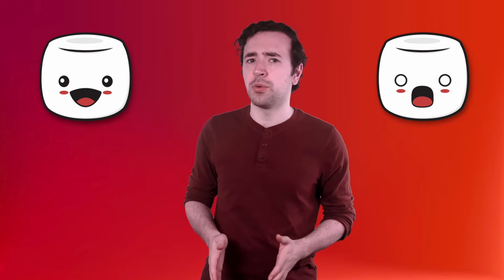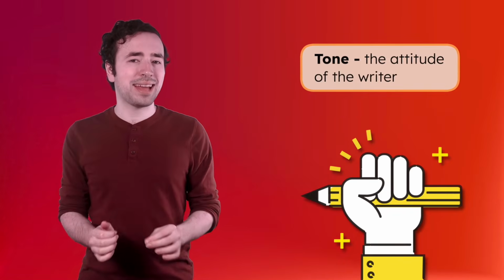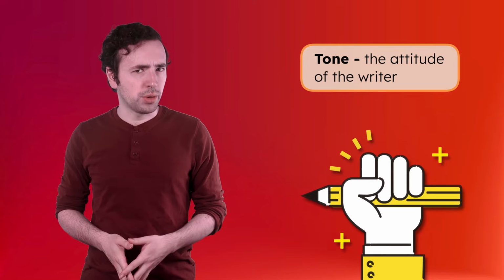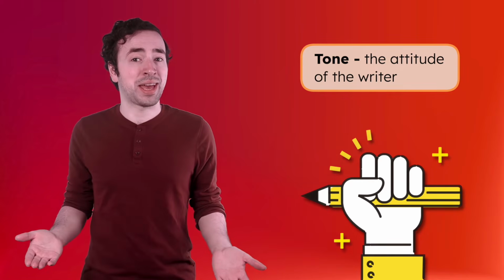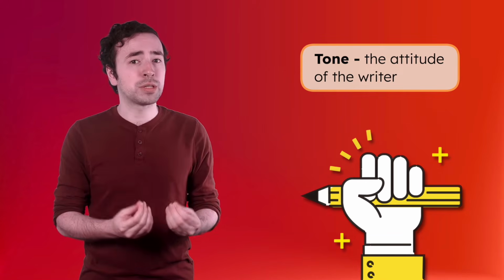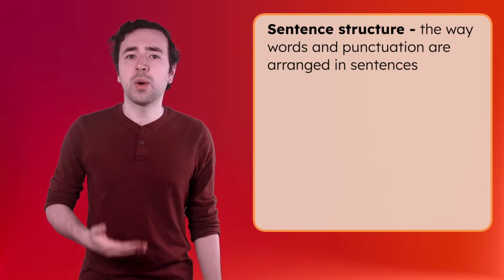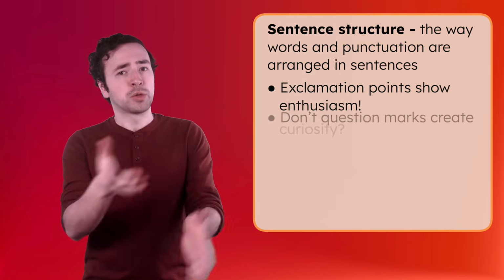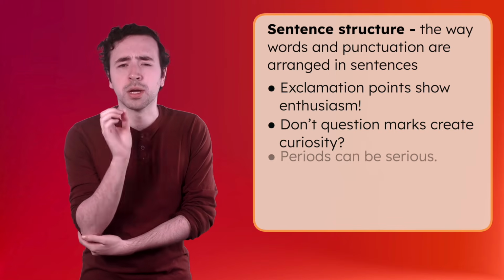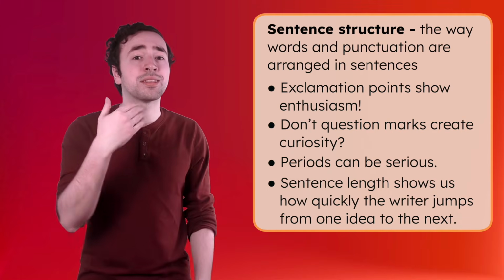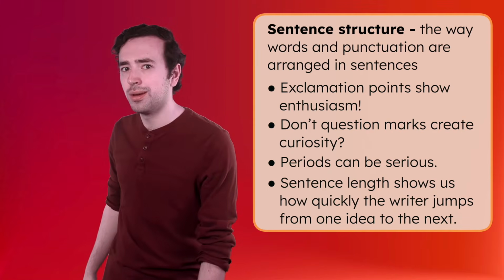And this brings us to tone. In writing, the tone is the attitude of the writer. Since you can't hear a writer's voice when you're reading, how do you figure out their tone? We look at word choice again. But in this case, we ask ourselves what those words reveal about the writer's personal feelings toward their topic. We can also look at the sentence structure, the way words and punctuation are arranged. Exclamation points show enthusiasm. Question marks create curiosity. Periods can be serious. And sentence length shows us how quickly the writer jumps from one idea to the next, cluing us into their attitude.